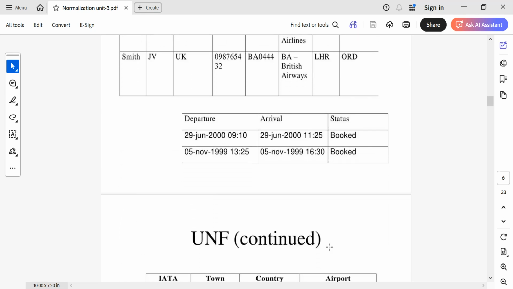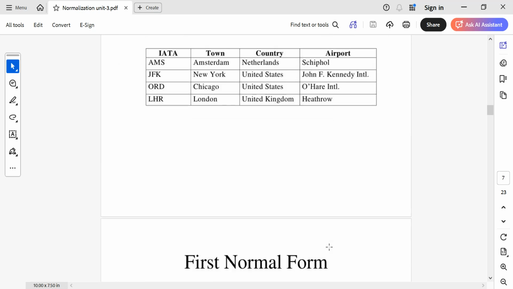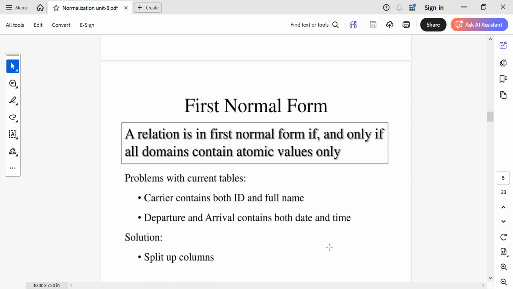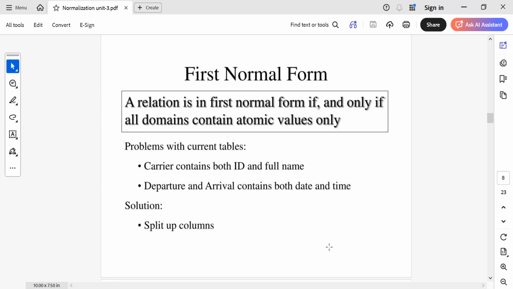Okay, right? So first we go for first normal form. These are the types of normalization. What is first normal form? A relation is in first normal form if, first, all the values are atomic values. What is an atomic value? An atomic value means it is a single value. It does not depend on any other attributes. It is a single value.